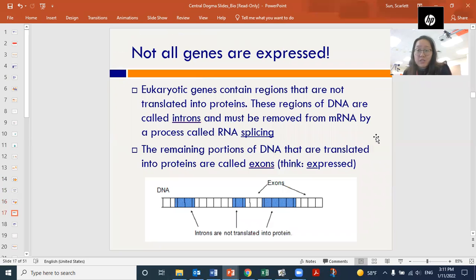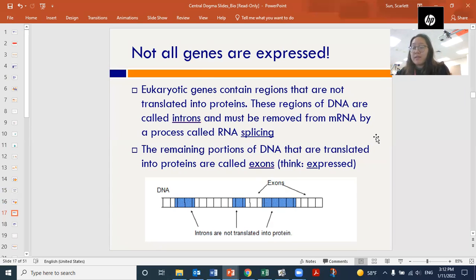And I want to be clear that not all genes are expressed. We've talked about this before, like having a whole library of books and only taking 1 or 2 books at a time. This is true. In fact, even inside of the books, not all the books are read, right? Sometimes when you read a book, you skim through some areas and you read the parts that you actually really need. That's the same idea too when we're talking about genes being made into messages and then only the important parts being kept. So this says eukaryotic genes contain regions that are not translated into proteins. These regions of DNA are called introns, and they must be removed from mRNA by a process called RNA splicing. So the useless stuff gets chopped and then it gets removed. So the message is as concise as it can be.